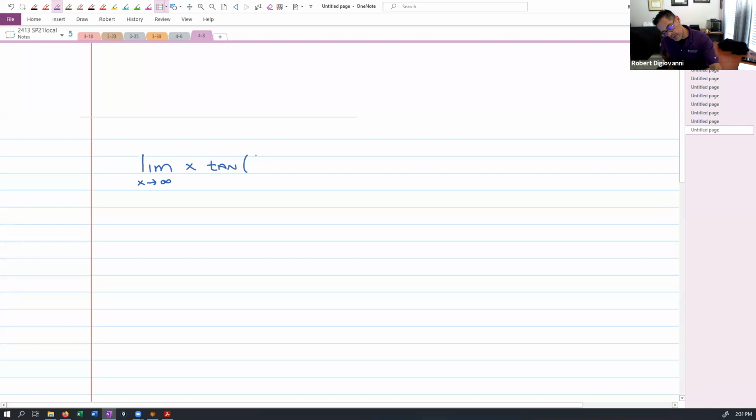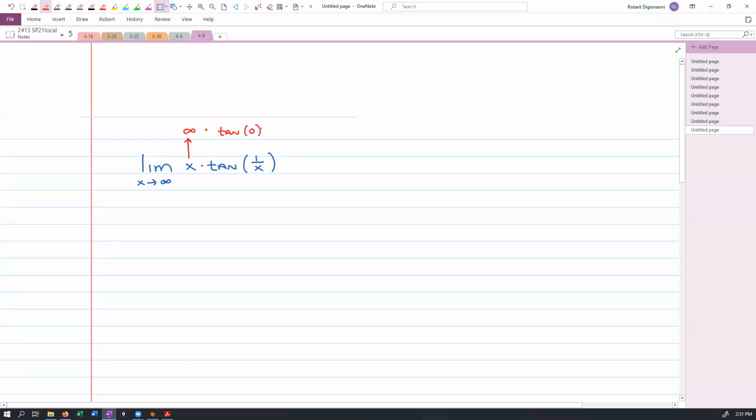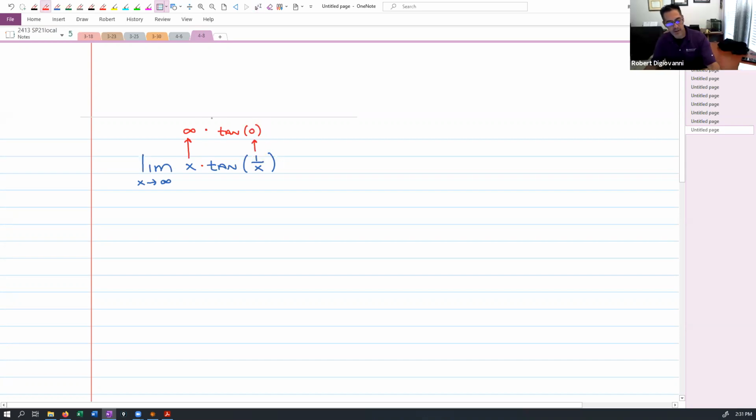Tangent of 1 over x. Okay, we haven't done one like this yet. So let's talk about what happens when x goes to infinity. This goes to infinity, yes? But then we have multiplication times tangent of 1 over infinity. What does 1 over infinity go to? 0. So this is going towards tangent of 0. Do y'all see that?